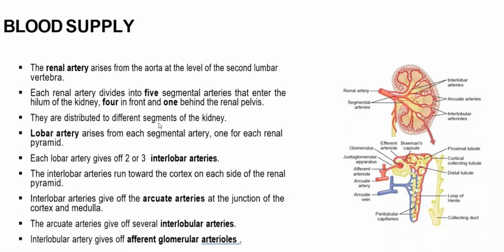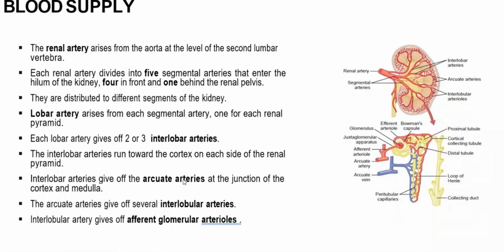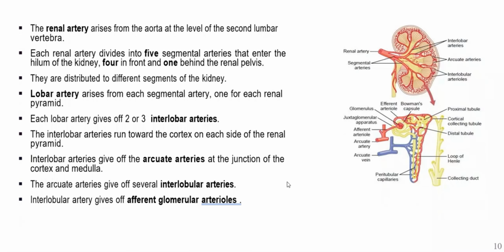They are distributed to different segments of the kidney, and a lobar artery arises from each segmental artery, one for each renal pyramid. There are two to three interlobar arteries. These run towards the cortex on the sides of the renal pyramids. The interlobar artery gives the arcuate arteries, and the arcuate artery gives off the interlobular arteries. Ultimately, the interlobular artery gives the afferent glomerular arterioles. So this is the renal circulation, or blood supply to the kidney, which we have already discussed.